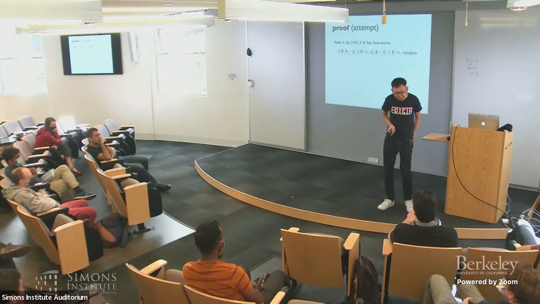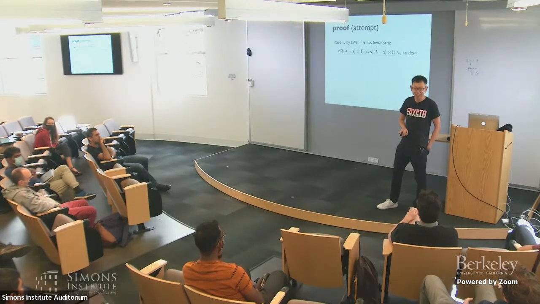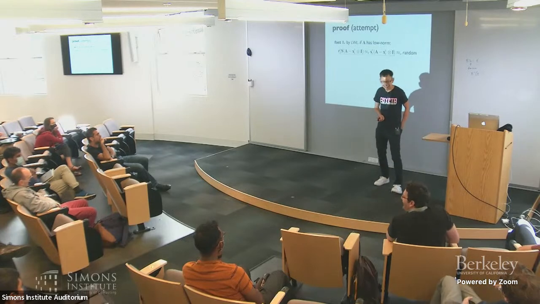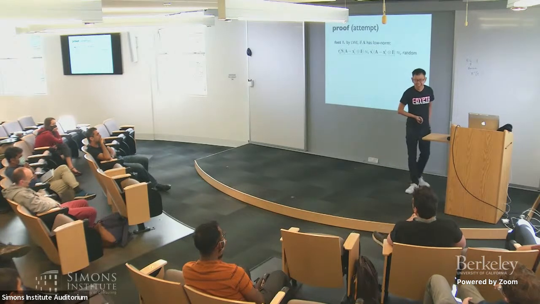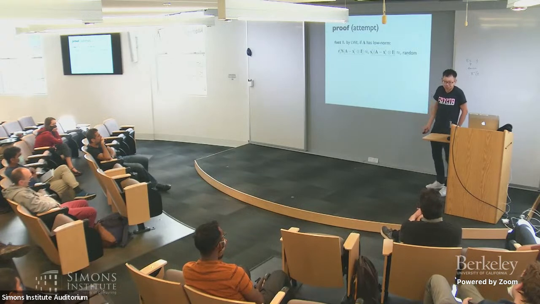S has high norm, right? That's the only thing that has high norm. Ri has low norm. Yeah, S has high norm, R has low norm. And I only know how to prove this statement if A has low norm. If A has low norm, it could be true, but I don't know how to prove it.